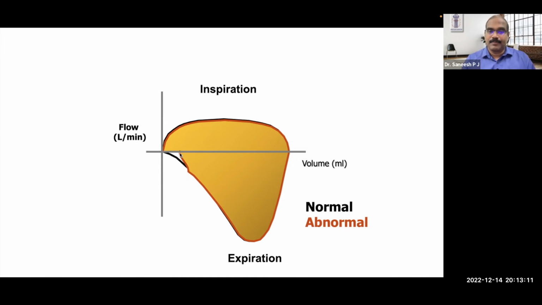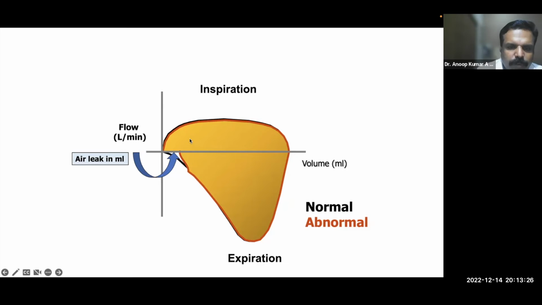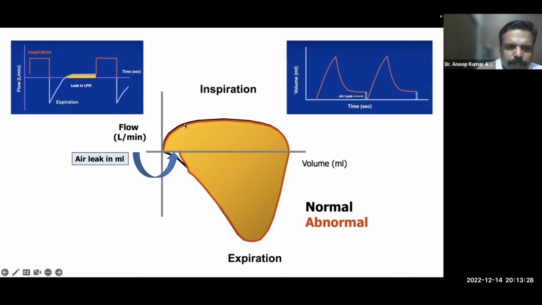So what's happening? The circuit is having an air leak. That's why the inspiratory volume is not fully exhaled, or it's escaping somewhere. In this flow volume loop, don't get confused between air leak and auto PEEP. In an air leak, the loop will touch the baseline early, but in the other one, it will not touch the baseline and it will be touching here.